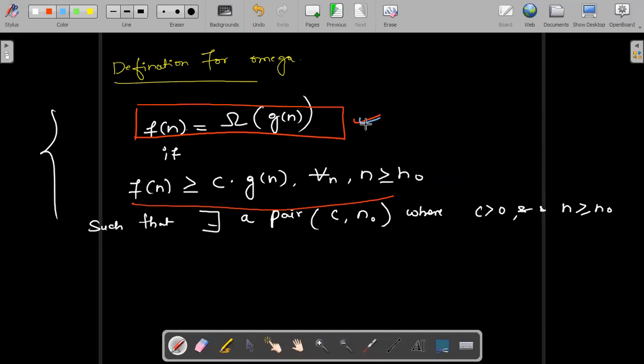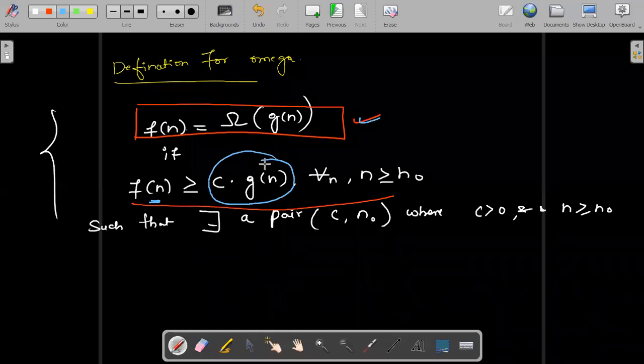That is the reason why f of n is greater than or equal to c constant g of n. This is the smaller one, we have to talk on the right side only. c of g of n is smaller than f of n, we have to say it like that. Here also the same thing: for all n values we have to check again. n should be greater than or equal to n naught, which is also a constant.